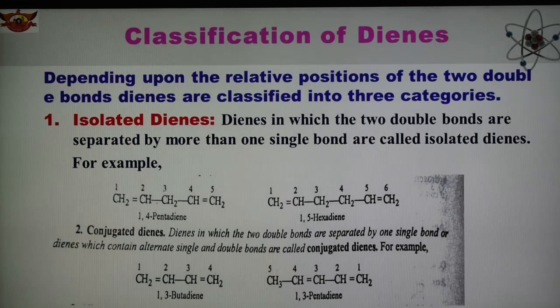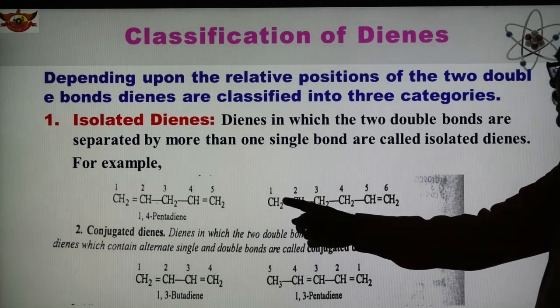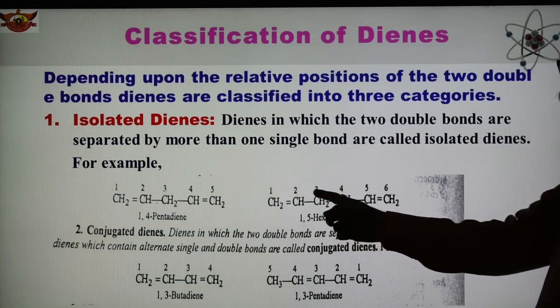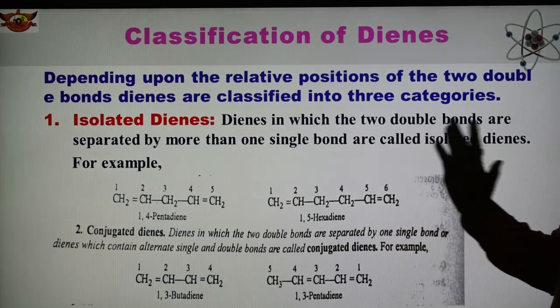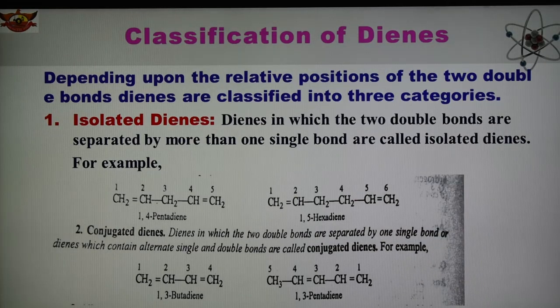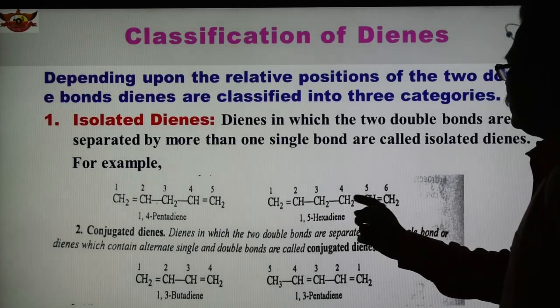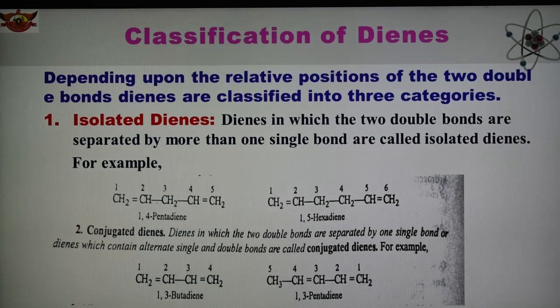Examples of isolated diene. In the similar way, how many carbons are here? 1 2 3 4 5 6 in this example, and 1 and 5 have the double bond. So the name is 1,5 hexadiene, and between the two double bonds there are 3 single bonds. So more than one single bond is there, and two double bonds are separated by more than one single bond. Such types of dienes are known as isolated dienes. So now it is clear.